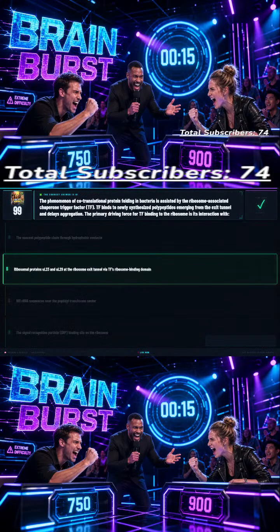Time's up. The correct answer is B, ribosomal proteins uL23 and uL29 at the ribosome exit tunnel via TF's ribosome-binding domain.